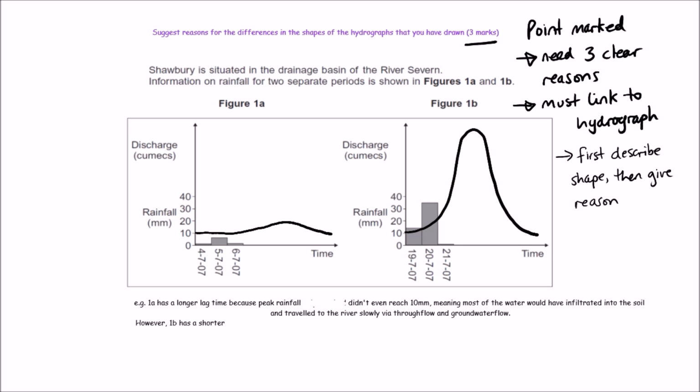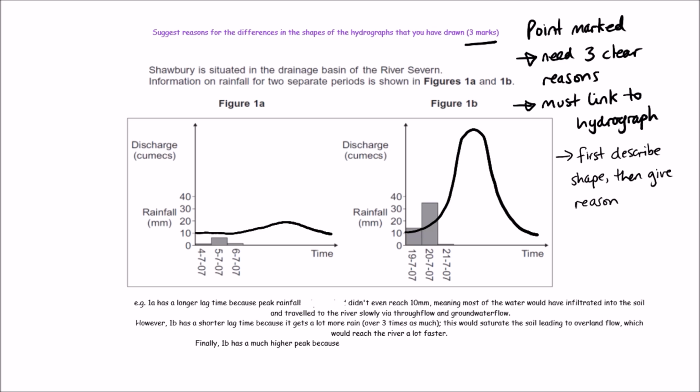However, 1B has a shorter lag time because it gets a lot more rainfall, over 3 times as much. This would saturate the soil, leading to overland flow, which would reach the river a lot faster. Finally, 1B has a much higher peak because it receives so much more rainfall over the same period of time.